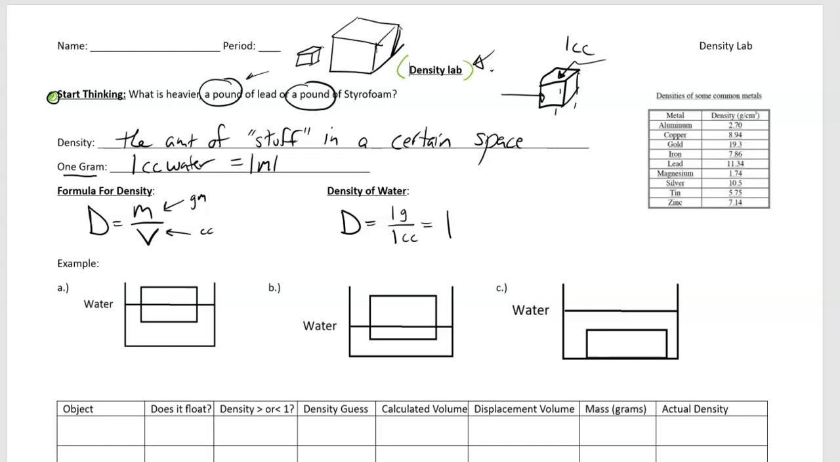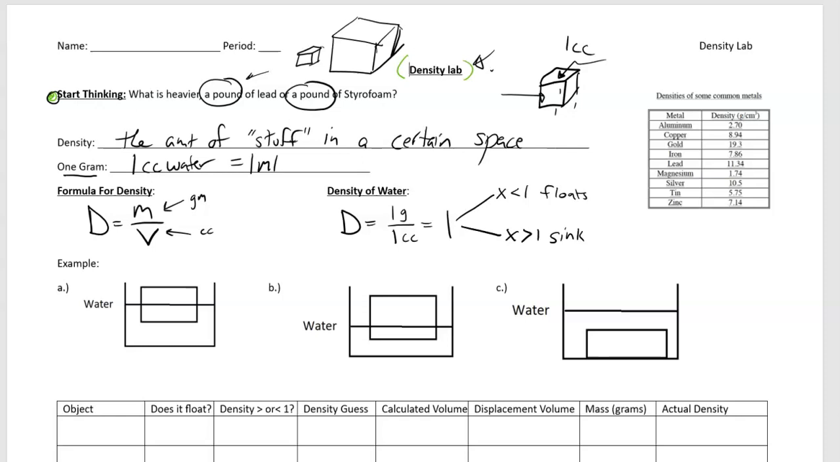Now, our lesson could be thought of as "does it float or does it sink" instead of the density lab, because a lot of what we did in class was just figuring out, is an object going to float or is it going to sink? And the way we did that was if something had a density that was less than 1, it floats. If it has a density greater than 1, it is going to sink. Okay? And if it is 1, it's just going to basically be 1 with the water.